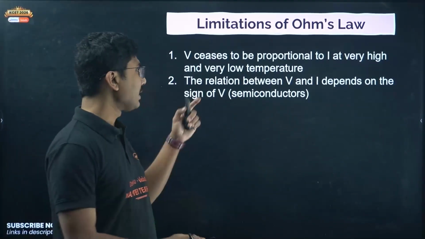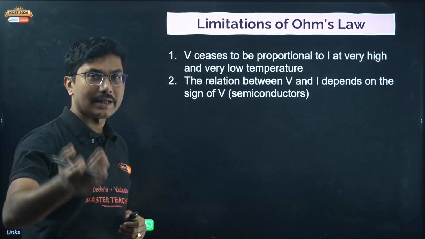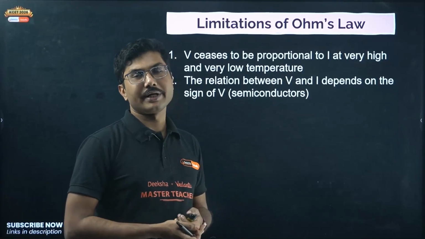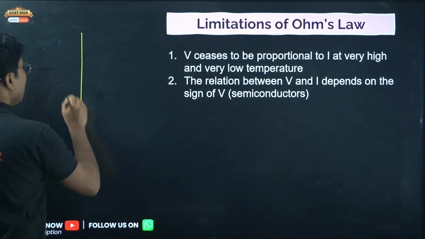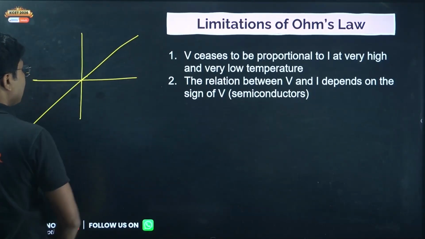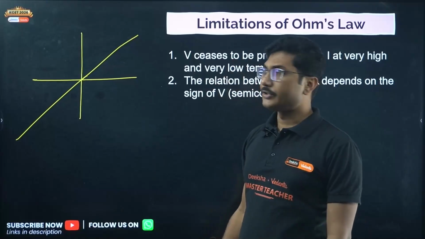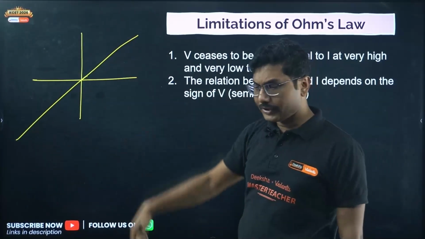So in case of semiconductors, the relationship between V and I depends on the sign. If you are taking positive voltage, you are getting some result. If you are taking negative voltage, you are getting a different result that is not expected. An ideal ohmic conductor will always give you a graph like this, independent of the sign of V. If V is positive, you get a current in this direction. If V is negative, you get a current in the opposite direction.